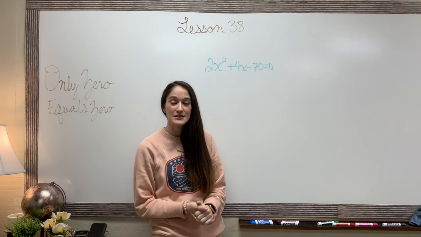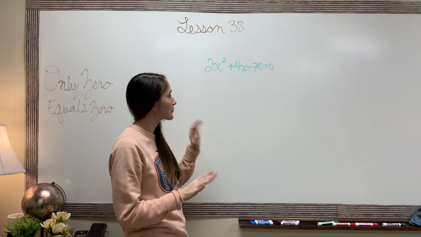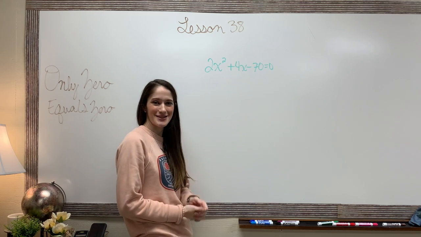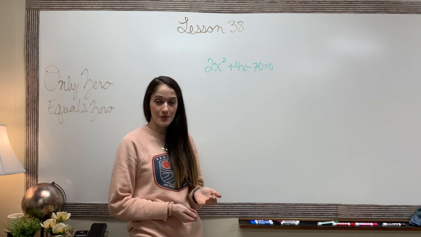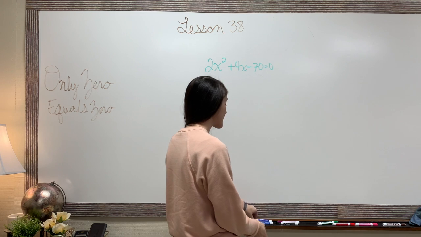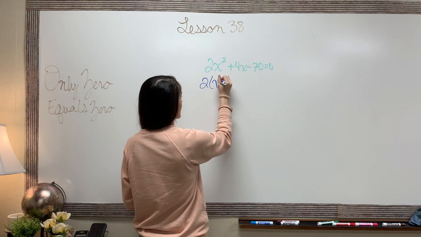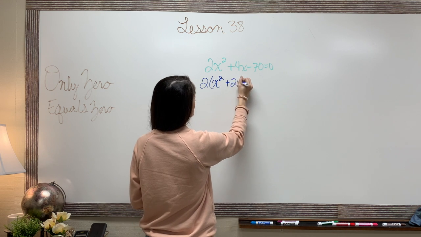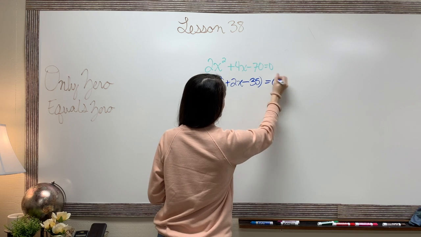Okay, so the last concept in this lesson is only 0 equals 0, which seems pretty simple, but we're going to go ahead and show what exactly they mean by that. In this one, we see that we have a greatest common factor of 2. So we're going to take that out and then factor into 2 binomials. So we have 2 and then x squared plus 2x minus 35 equals 0.